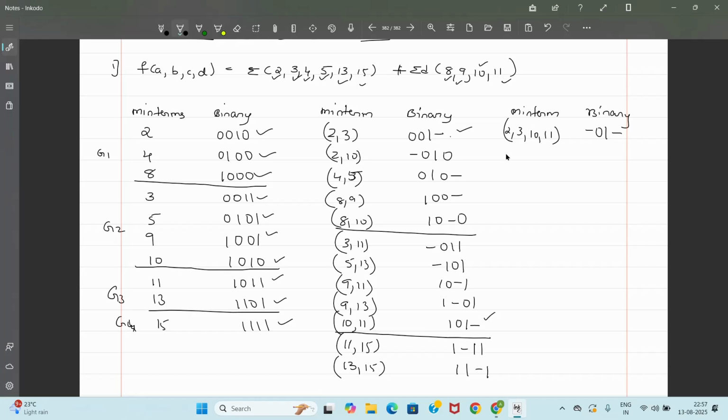Okay. Similarly, then I have this point I'll compare. They can be combined. 2, 10, 3, 11. I'll get dash 0, 1 dash. So this is done. I can also compare this with the 5, 13. Sorry, 2, 10 with 5, 13. But I have more than one change happening in this, so I cannot group them. Okay. So that grouping will not be possible.